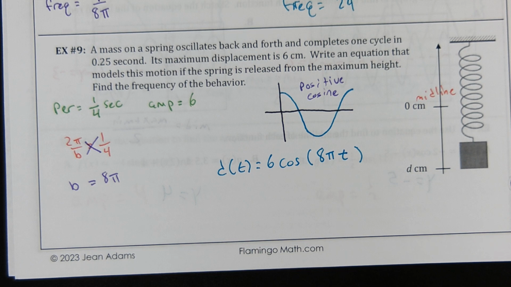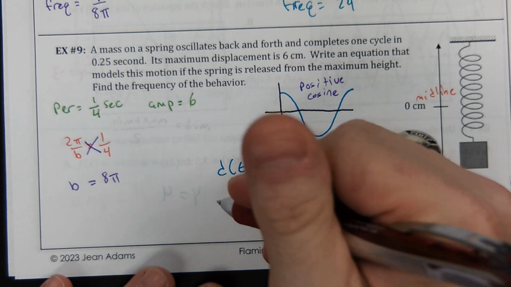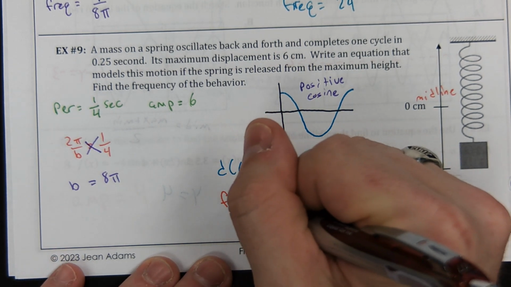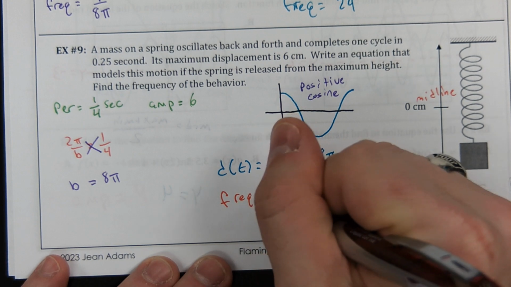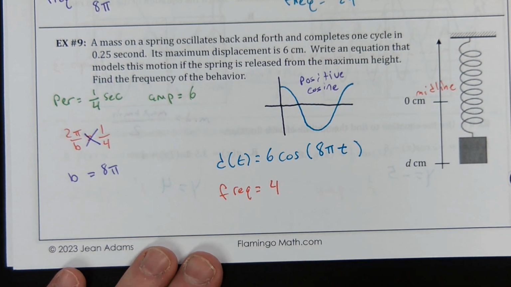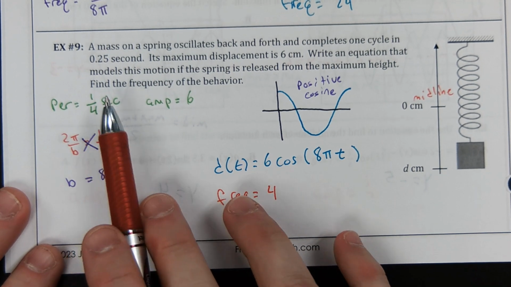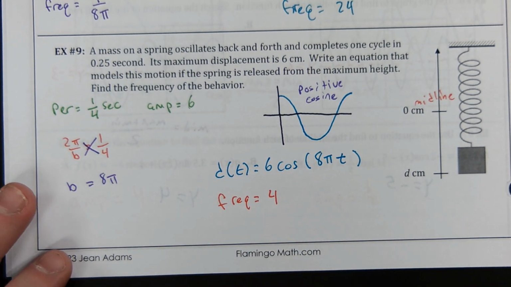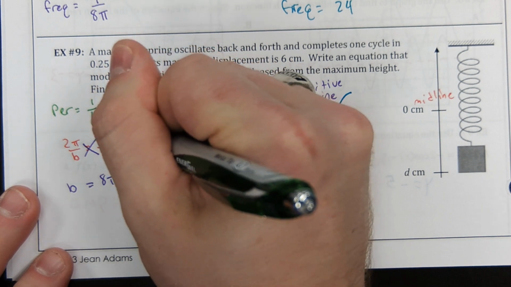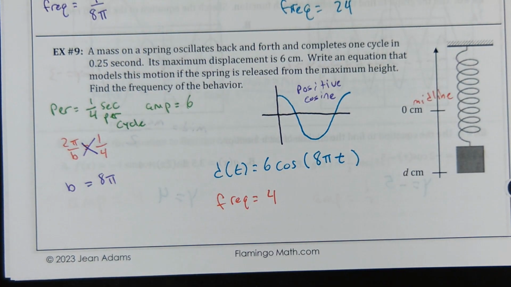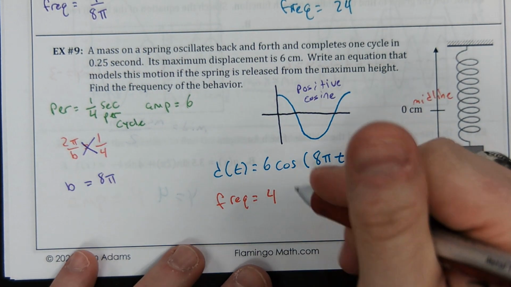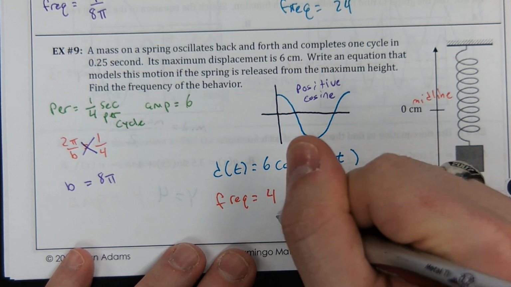Great. Lastly, it says find the frequency. Well, the frequency is just the reciprocal of the period length. So since the period was 1/4, what is the frequency? 4. Now we need to use units because this is AP. So this 1/4 of a second is actually 1/4 of a second per cycle. So this 4 is actually 4 cycles per second.